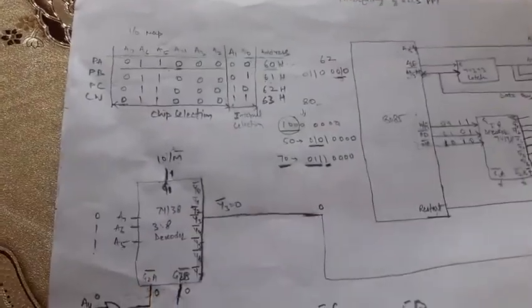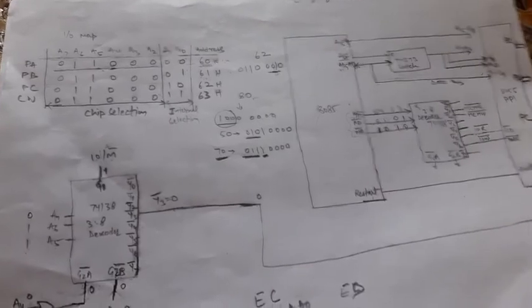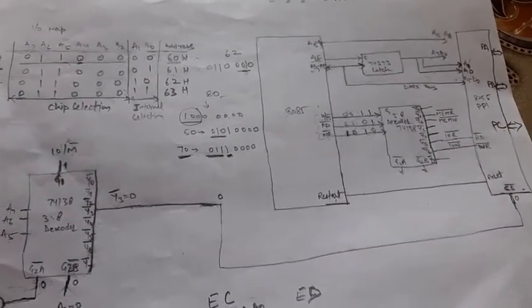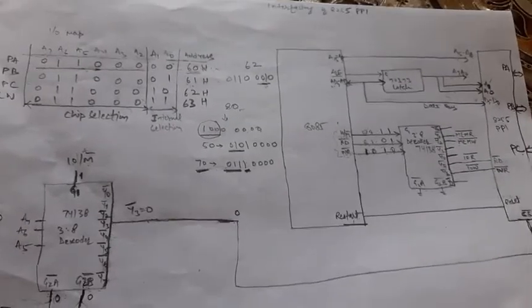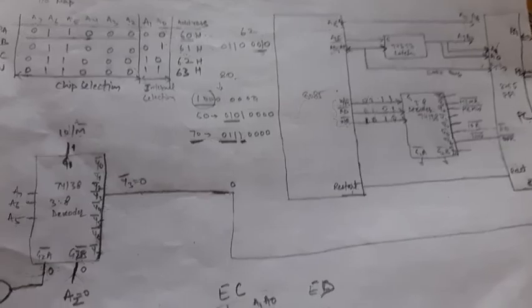So for any address given to us, based on that address we will do our decoding using this decoder, and based on that decoding this chip will be selected. So I hope you understand the interfacing of 8255 programmable peripheral interface with the 8085.